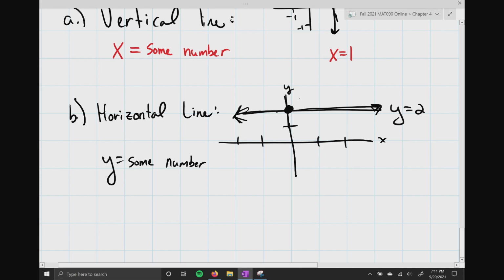So let me show you. That point is 0, 2. This point on the far right is going to be 2, 2. This point on the left-hand side, far left, is going to be -1, 2. And like I said, what they all have in common is that the y value for each one of these points is 2. So we don't care what the x value is. What we care about is that y value.